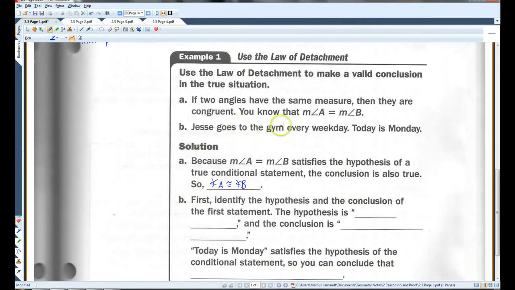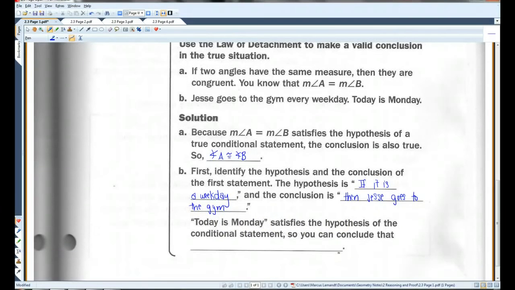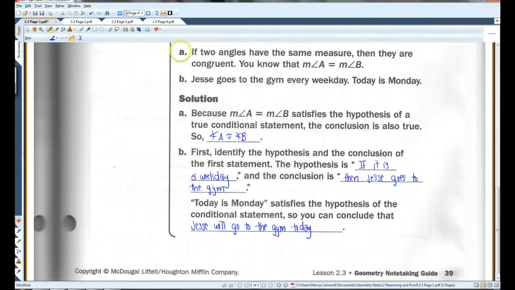Okay. Jesse goes to the gym every weekday. Today is Monday. So first identify the hypothesis and the conclusion of the first statement. The hypothesis is if it is a weekday, and the conclusion is then Jesse goes to the gym. Today is Monday satisfies the hypothesis of that conditional statement. So you can conclude that Jesse will go to the gym today. Okay? All right, let's go on to page 2.